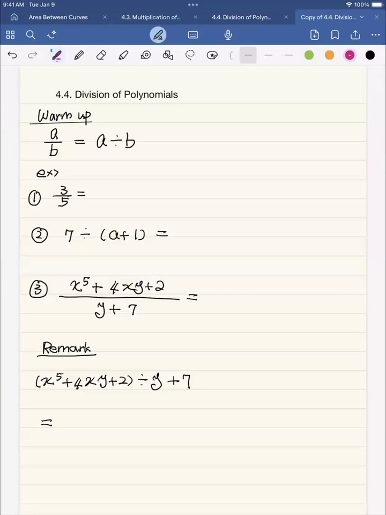Section 4.4 is about division of polynomials. When we have a fraction a over b, we can rewrite it as a divided by b. For example, if we have 3 over 5, then we can rewrite it as 3 divided by 5.